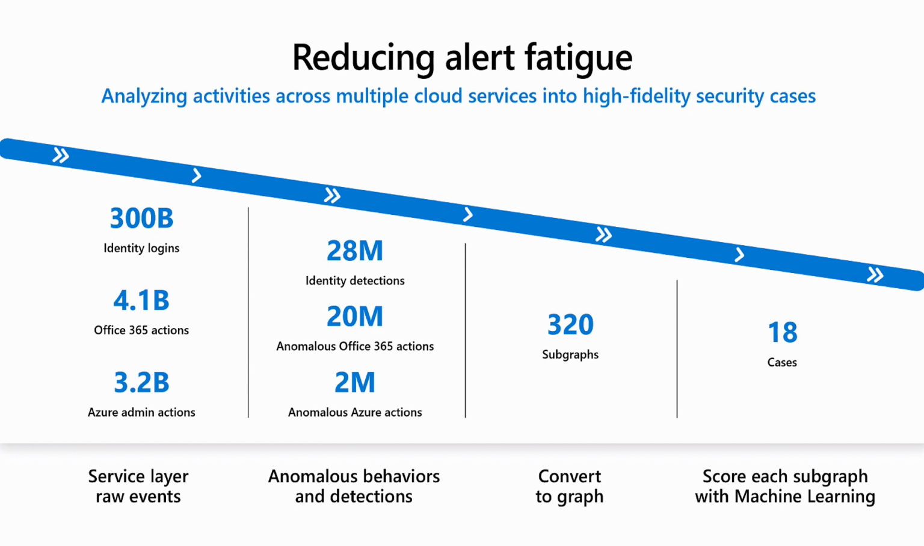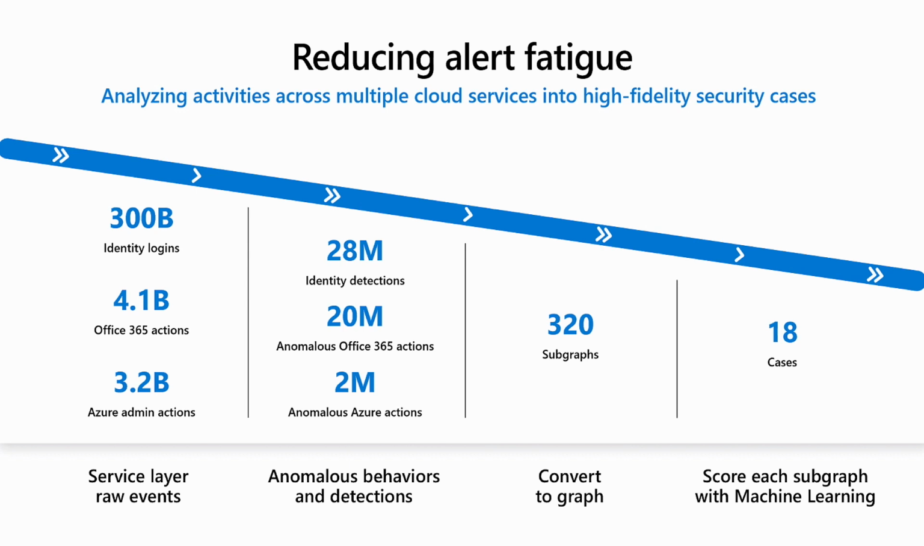But in our systems, we had 300 billion identity logins. We had 4.1 billion, I told you there was a lot of logins, Office 365 logins. We had 3.2 billion Azure logins. And we put that data through Sentinel. And we identified 28 million identity detections, so still an impossible number for a human to be able to deal with. 20 million anomalous, I won't read all of them. You can see a bunch of large millions of detections.